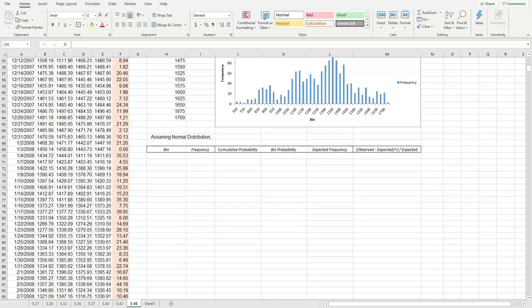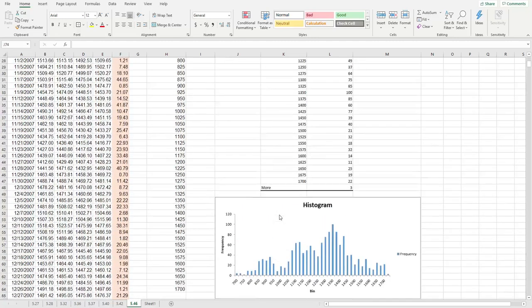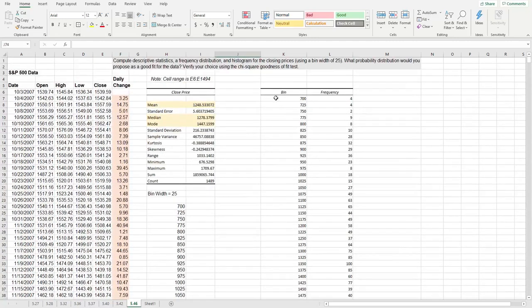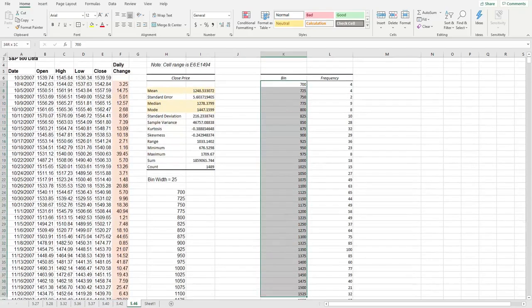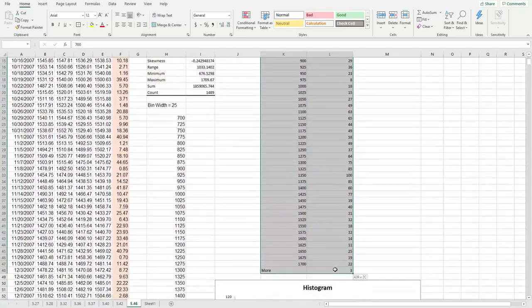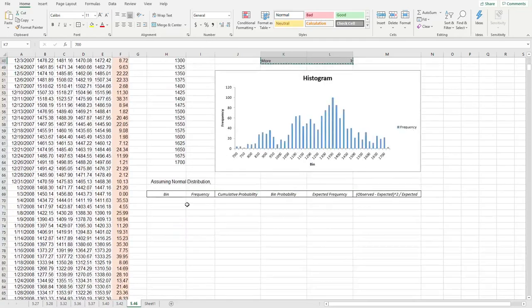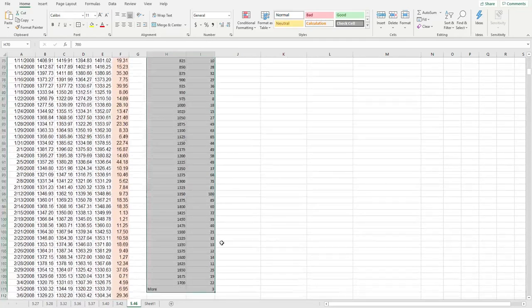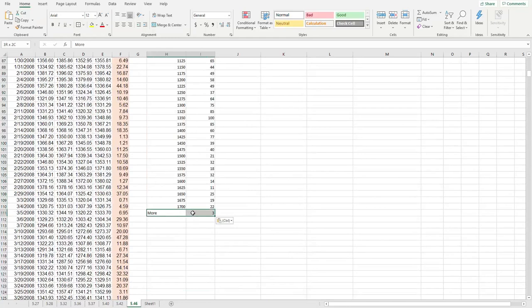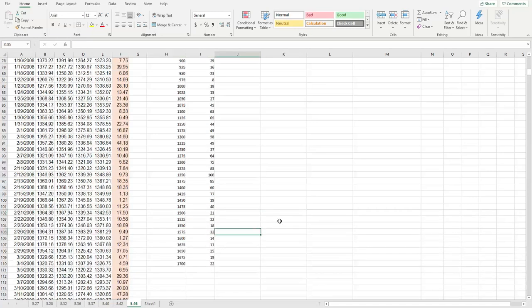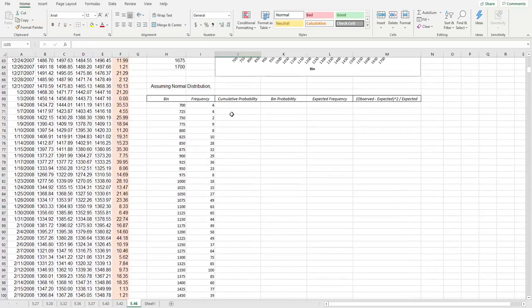I have set out the columns we need to check the goodness of fit for the data, assuming it follows a normal distribution. Now for the first two columns we can simply go above here and copy this down. Now I'm going to get rid of the last value, mostly because for our calculations we only deal with numbers. Now let's look for the cumulative probability.